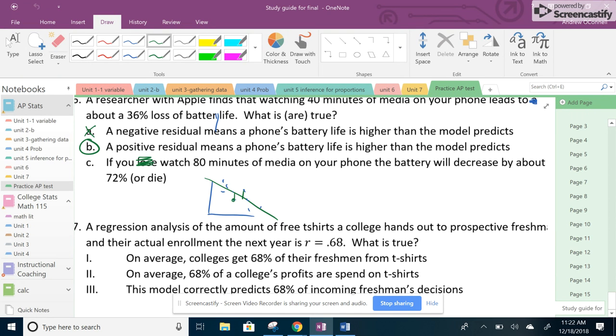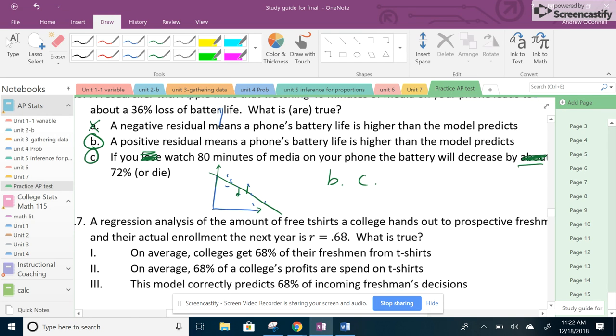Yeah, I think the key word here is "about." So if it does say about, it's good. So you could say B and C. However, if it said it will decrease by 72%, can you include it? No. Now, say that louder, Nick. That would be causation. And remember, it only says what we're predicting, or about. It's not saying for sure. Okay?